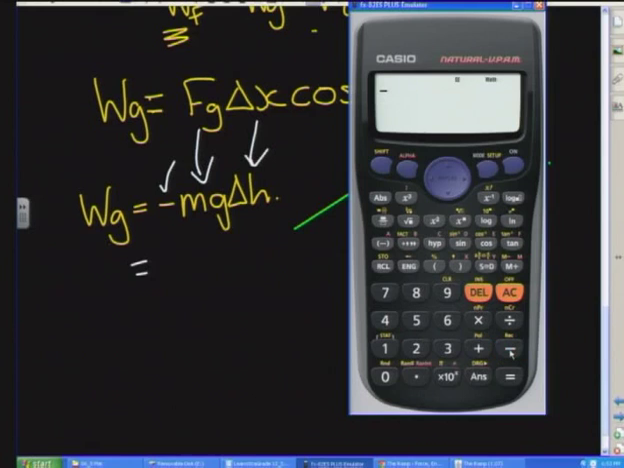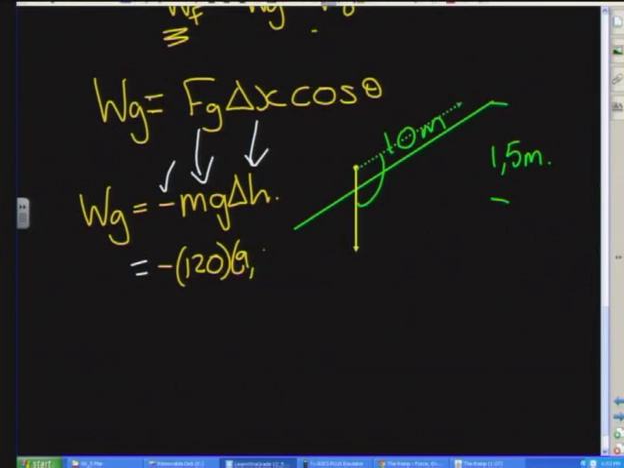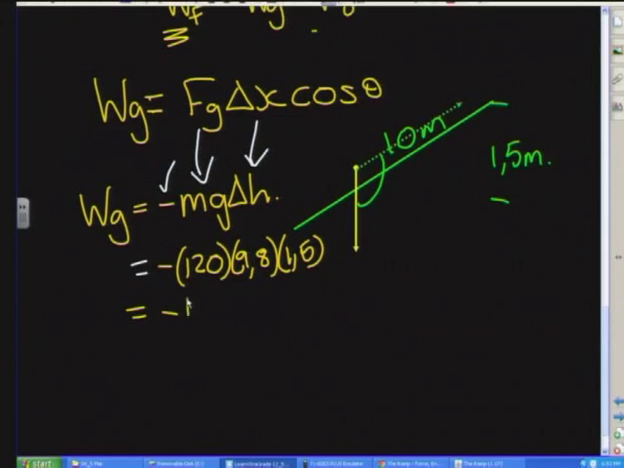So I've got negative. Now, what was the mass of our wheelchair? 120 multiplied by 9.8 multiplied by the change in height, which is 1.5. So I've got negative 1764. Let's make sure that we've got our substitution because you guys are making notes. I've got 120, 9.8 over there, my change in height, which is 1.5, and let's remind ourselves of that number: 1764. So there we go, 1764 joules of energy is taken away by going up this hill.